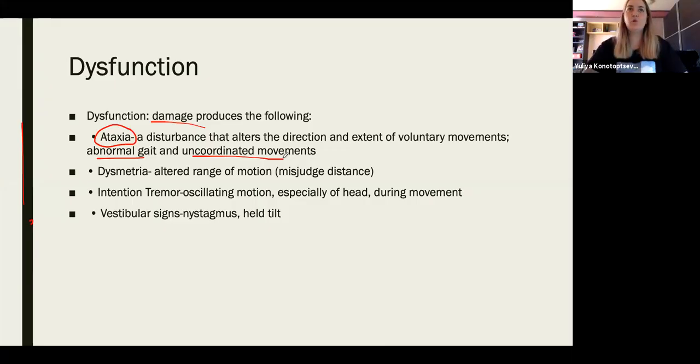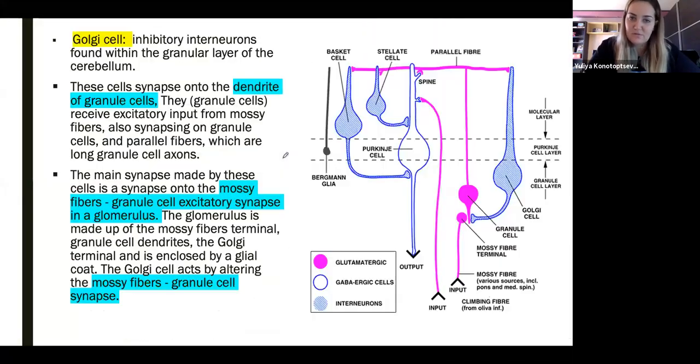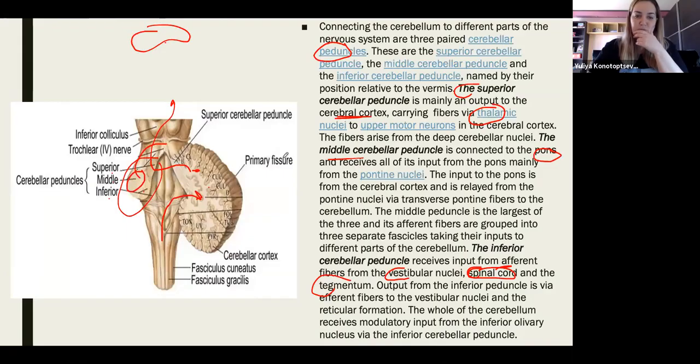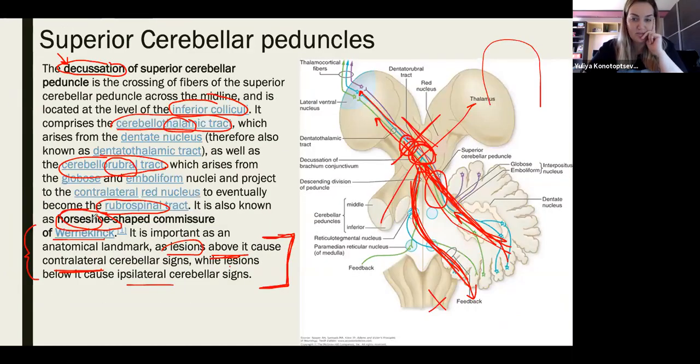Ataxic person always tilts in a certain direction. It's like you ask them to walk in a straight line, and if your cerebellum is fine, you will walk in a straight line like nothing is wrong. Ataxic person will be tilting, and it depends. Okay, that's where this particular horseshoe comes in.